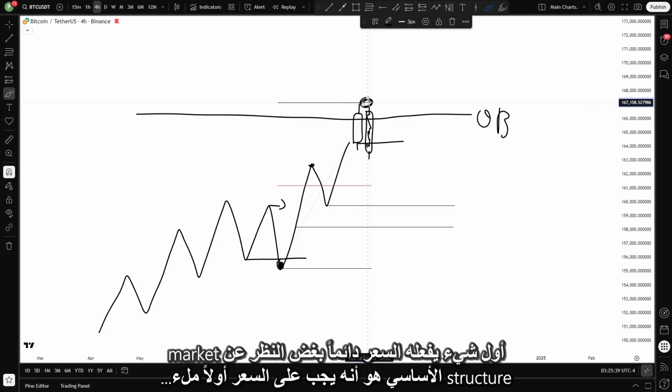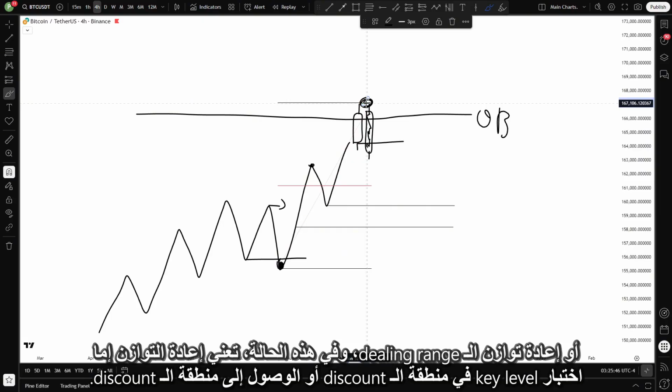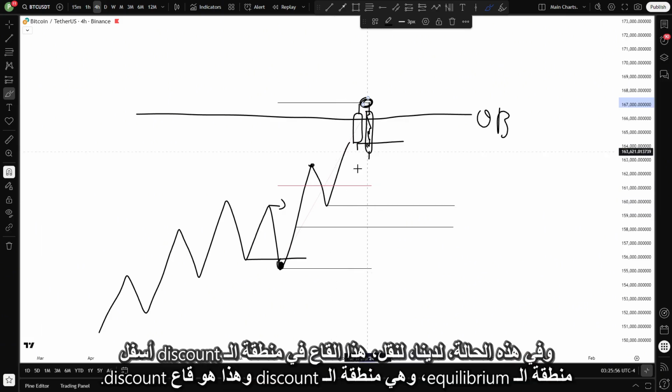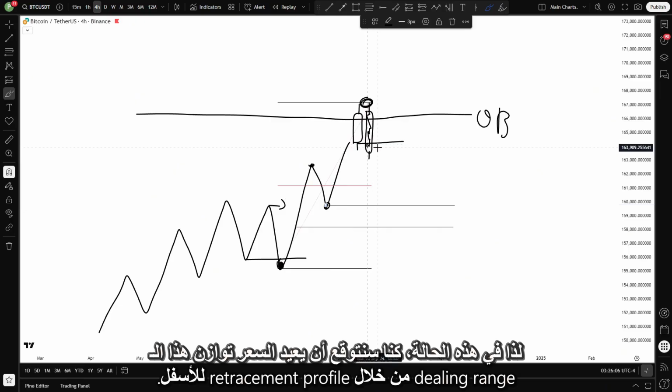And when a dealing range is formed, the first thing that price always does, regardless of the underlying market structure, is first fill or rebalance the dealing range. In this case, rebalancing means either testing a discount key level or reaching the discount region. Let's say we have this discount low below the equilibrium region, which is the discount region. So in this case, we would have expected price to rebalance this dealing range by having a retracement profile lower.